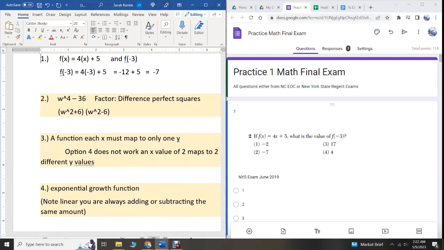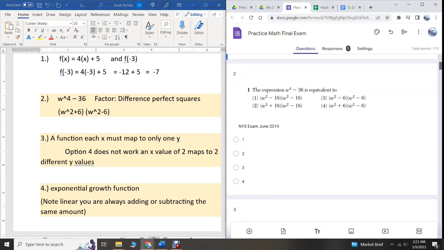So it's just f of x equals 4x plus 5, and it says what's the value when x is -3. So you simply go in and you plug -3 into the function and you get -7. Number 2, you seem to have a little more trouble with.